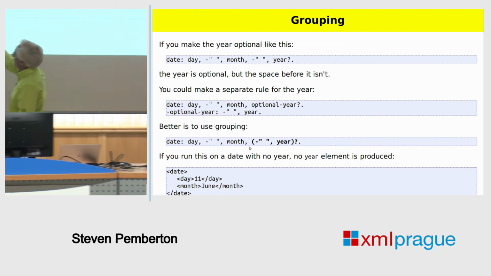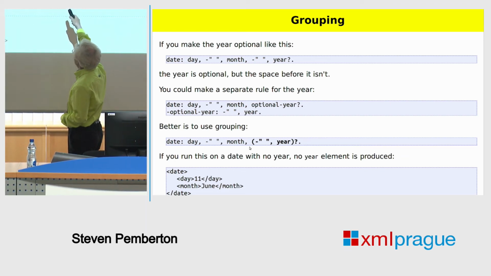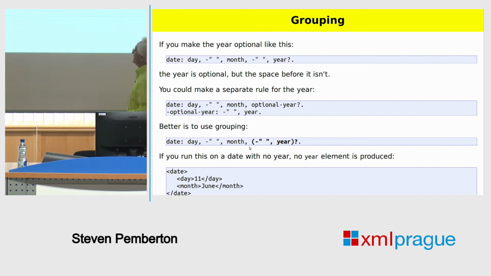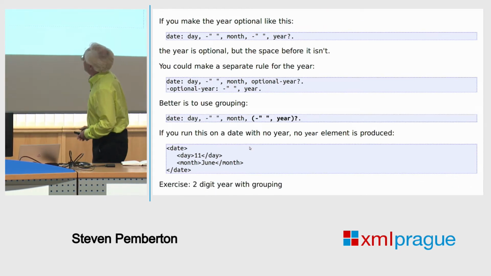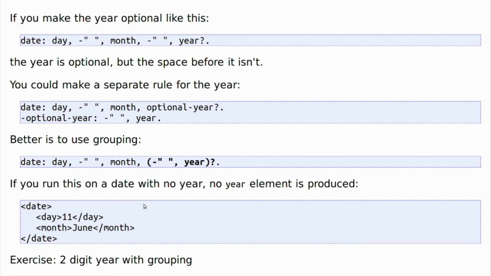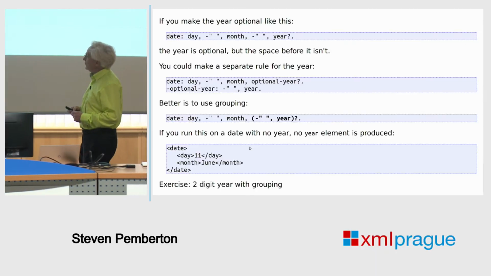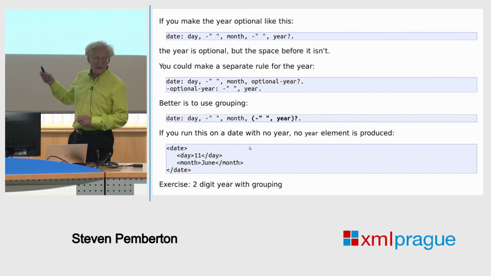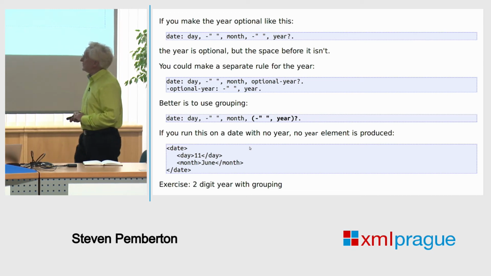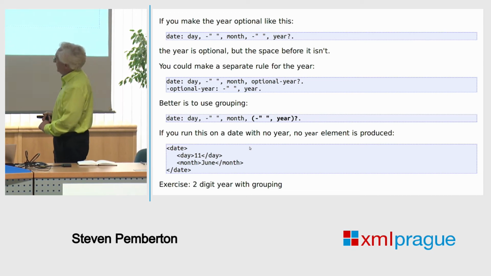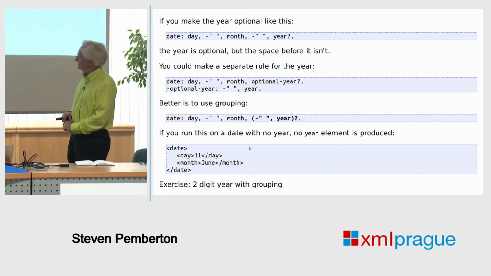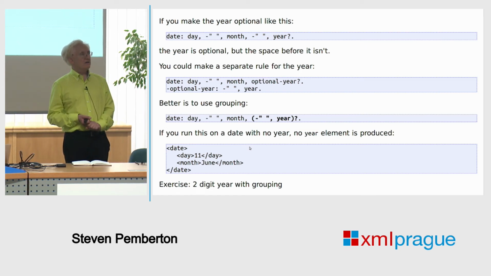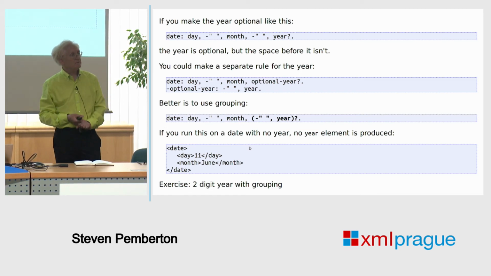But better is to use grouping, where we group the bit that we want to make optional and put the question mark after it. So that if you run that through the system, then you will get the day and the month, but no year mentioned because there's no year in the input. So your next exercise is to change the definition of year so that it can either be 2 digits or 4 digits, and to do that using grouping and a question mark.